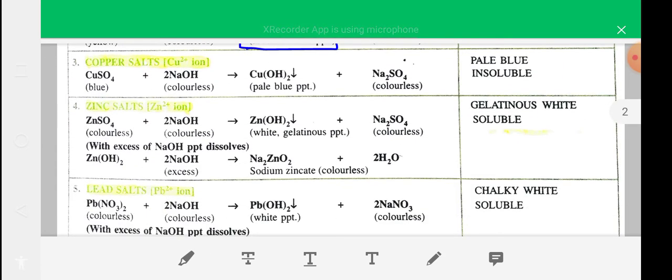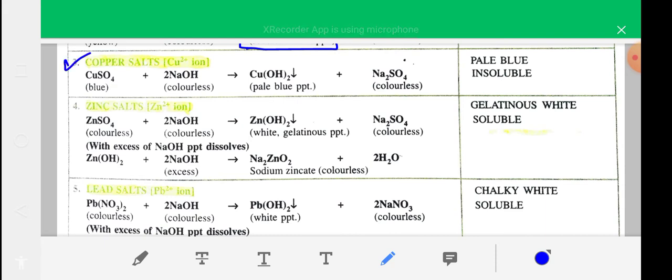Now the reaction of copper salt, that is copper sulfate, with sodium hydroxide solution. When blue colored copper sulfate solution is treated with colorless sodium hydroxide solution, you will get a pale blue precipitate of cupric hydroxide, Cu(OH)2. CuSO4 + 2NaOH gives Cu(OH)2, a pale blue precipitate, and sodium sulfate, which is a colorless salt.